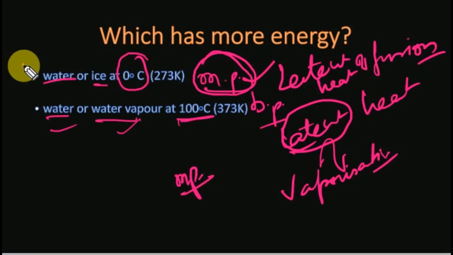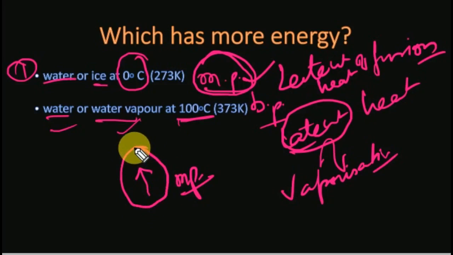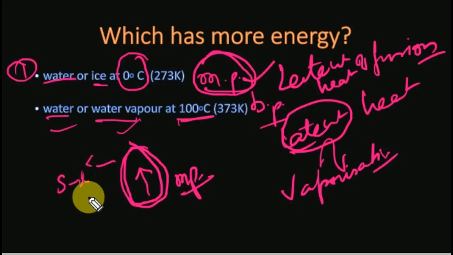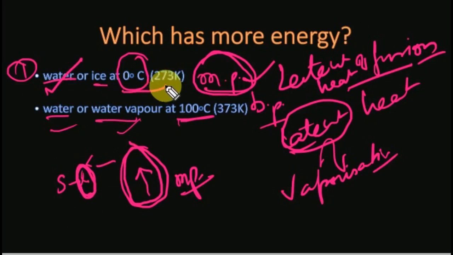In the first case, at the melting point, it starts to melt. Further, we provide heat, so the heat content is increasing in the system. After that, the solid will convert into the liquid. So it shows that water will have more energy because of the latent heat of fusion. Water will have more energy at 0 degrees Celsius. 0 degrees Celsius is the most important point to mention here.